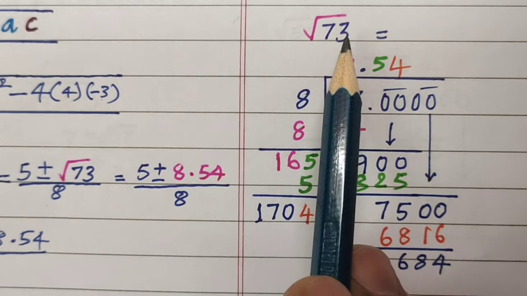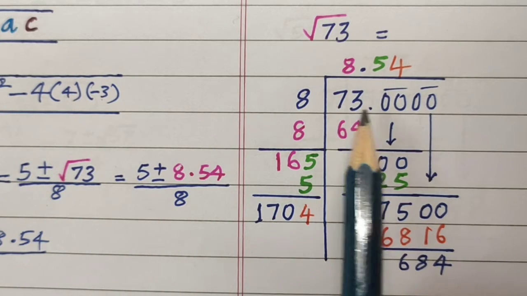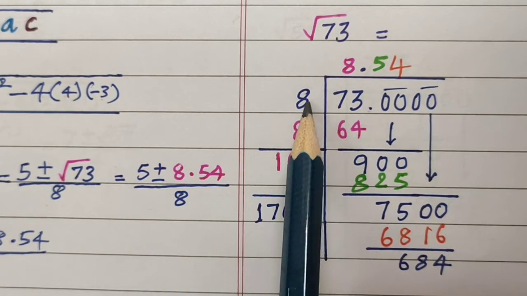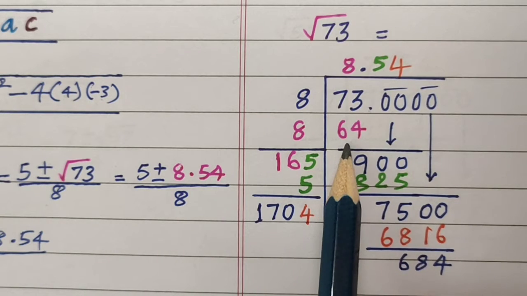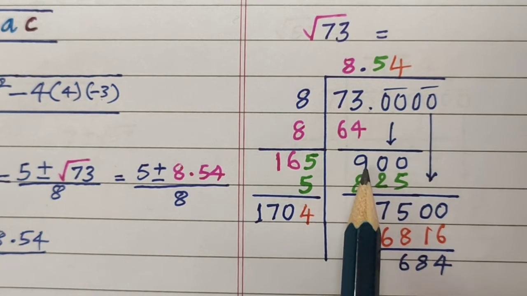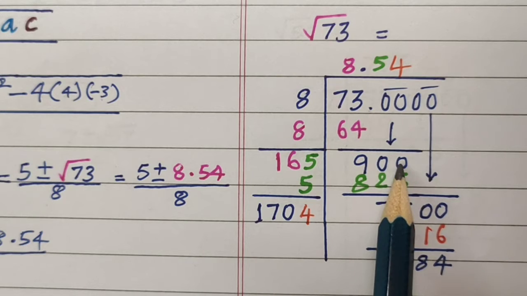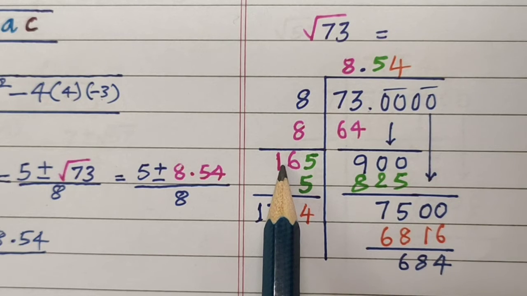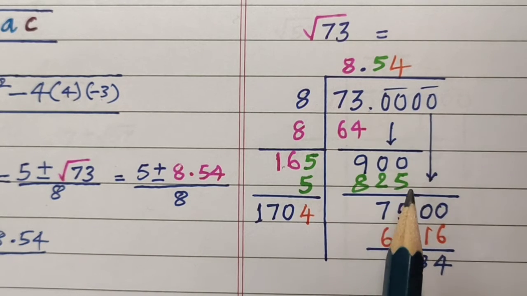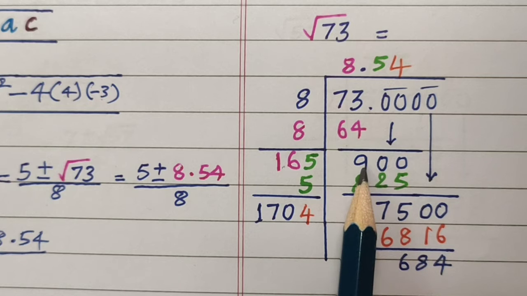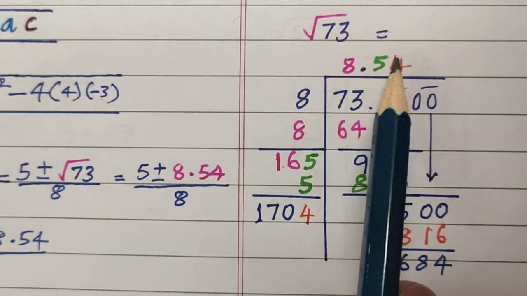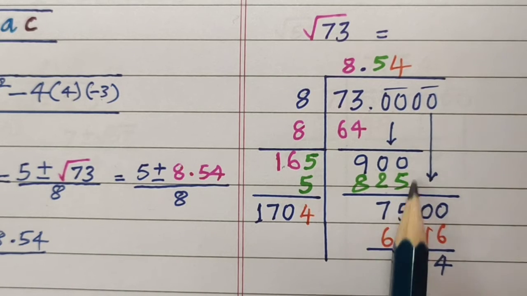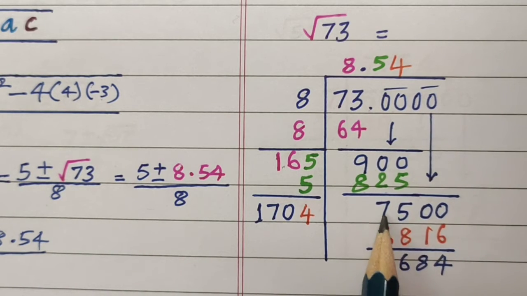Square root of 73. Here, once again, write down 73 dot 2 zeros 2 zeros. The nearest number is 64, 8 8s are 64. 73 minus 64 will give 9. Bring down these two zeros, then add 8 with this 8, that will become 16, then multiply with the number where you get less than 900 and close to 900. 165 into 5 will give 825, then subtract 825 from 900, you get 75.